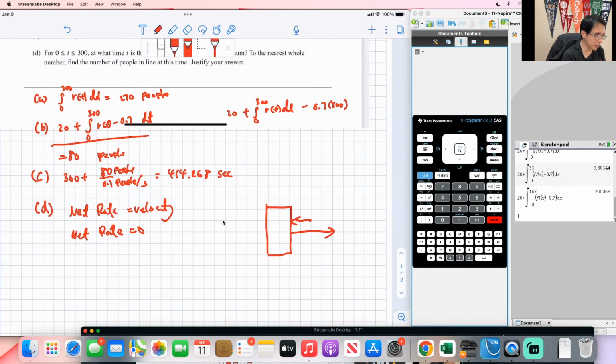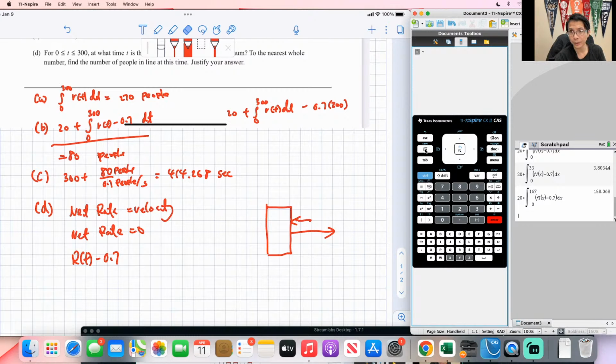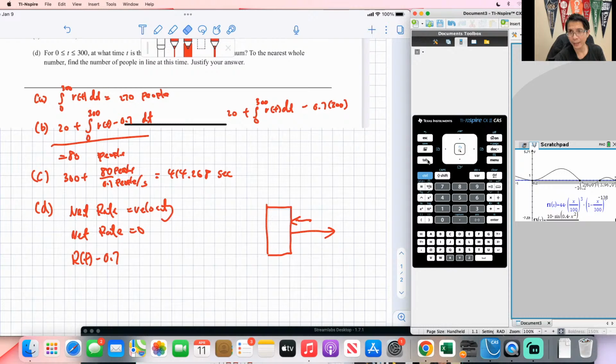So you really need to look for that net rate equal to 0. Well, what's net rate? Which is R of t minus 0.7. And you're going to graph this. And how do I graph this? So I'm going to show you on here. I'm going to go to the graph, and I'm going to go to tab, and graph this one here.